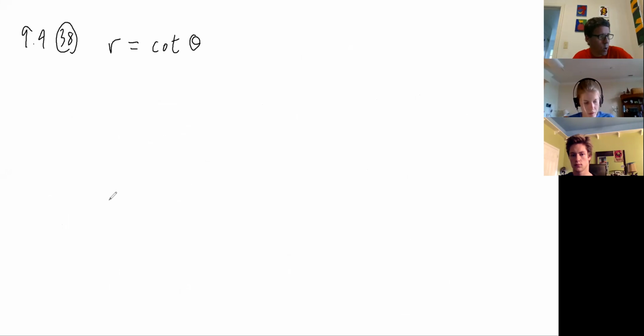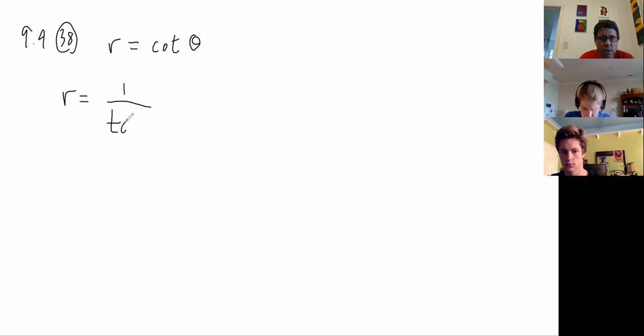Okay, so the goal here is to convert that to rectangular. So let's see, I think this is probably going to be pretty ugly, but let me see if I can do this in a clever way here. Just kind of play around a little bit. So that's r equals 1 over tangent.